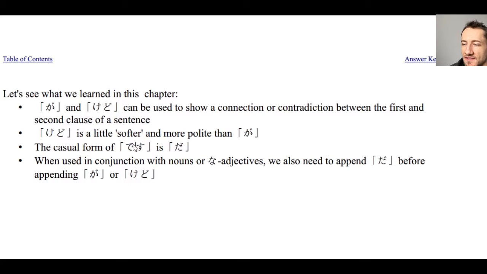And the casual form of desu, of course, is da in the present form. And the last thing is that when used in conjunction with nouns and na-adjectives, we need to append da or desu: desu ga, da ga, desu kedo, da kedo.